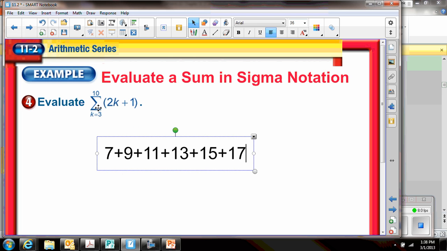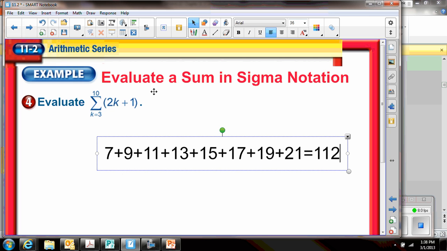And this pattern would continue until I hit the very final number. That final number is when I get to 10. So 2 times 10 is 20, plus 1 is 21. This marks the end of my series. Once I get here, I plug in all of these numbers, add them all up, and together they equal 112. That's how a sigma notation series sum is calculated.